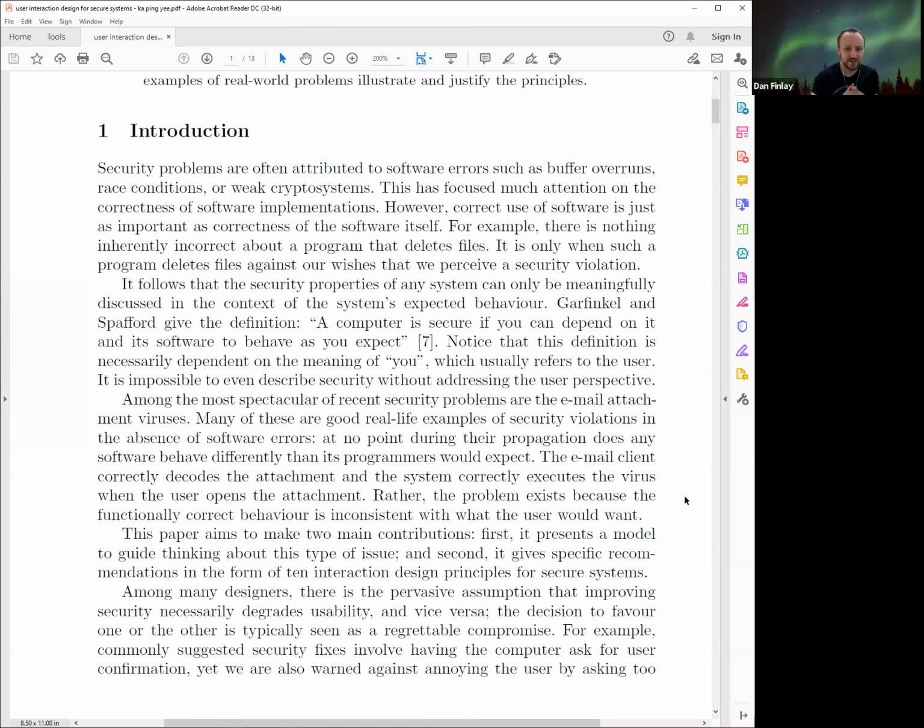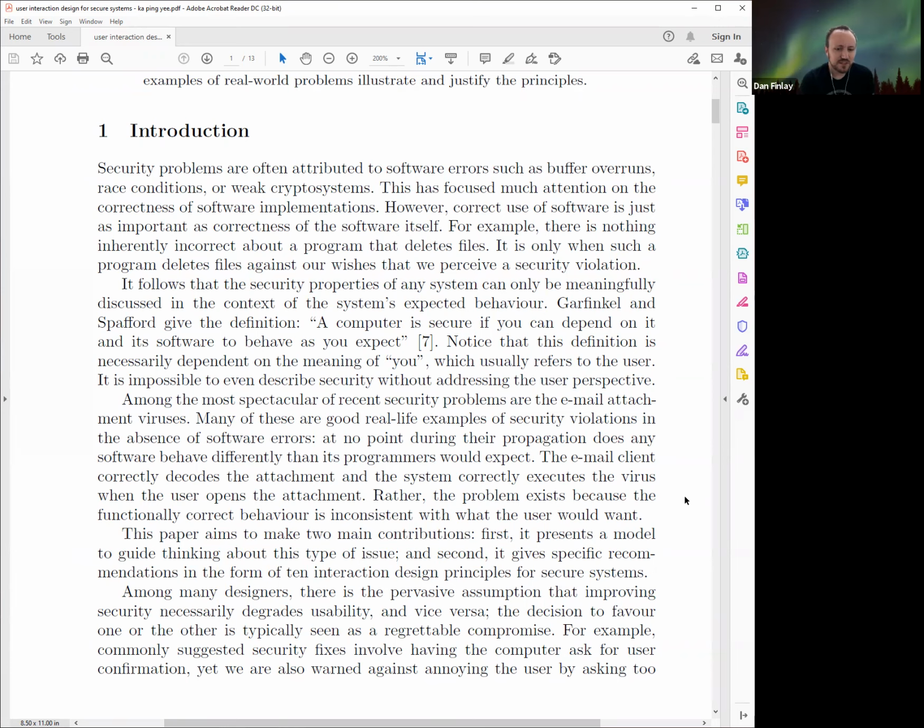Among the most spectacular of recent security problems are the email attachment viruses. Many of these are good real-life examples of security violations in the absence of software errors. At no point during their propagation does any software behave differently than its programmers would expect. The email client correctly decodes the attachment, and the system correctly executes the virus when the user opens the attachment. Rather, the problem exists because the functionally correct behavior is inconsistent with what the user would want.